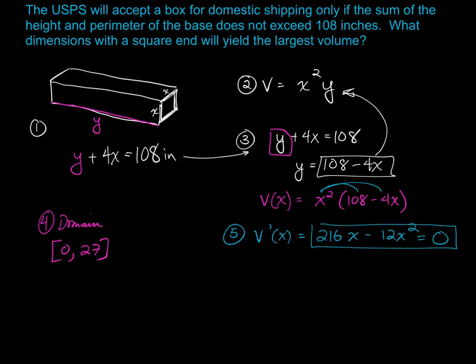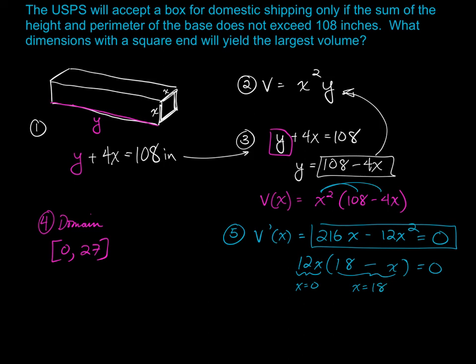And as it turns out, you can factor this. You can factor out a 12x from both of these. That leaves you with x, and the other term leaves you with an 18. So it would be 18 minus x equals 0. This factor tells you x equals 0. This factor tells you x equals 18.